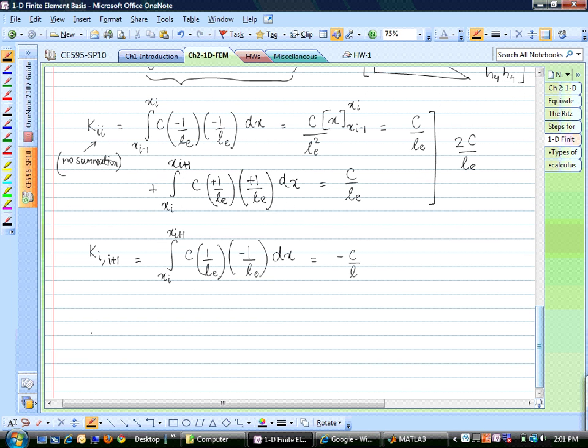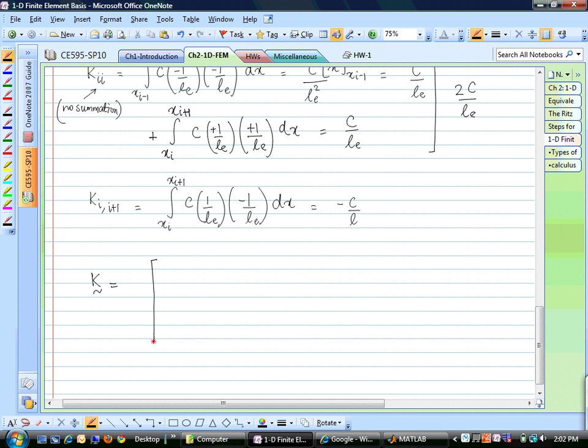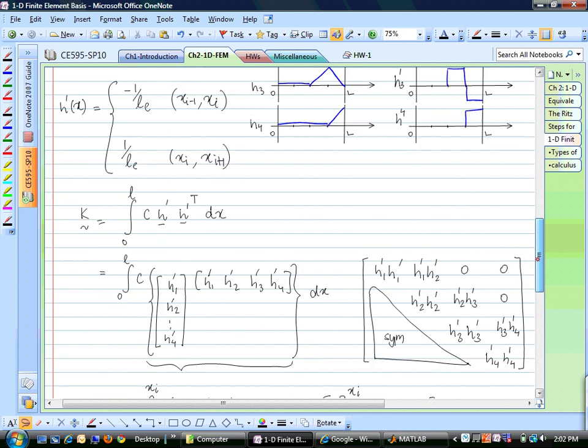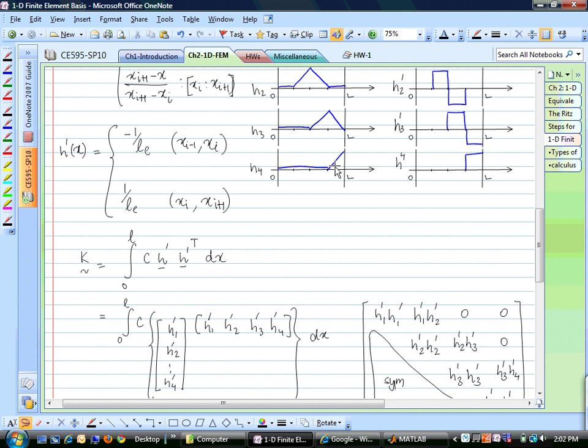And all that you have to do now is to arrange those terms into the big stiffness matrix. And if you do that, what we get is C over LE, we'll take it out common outside, and on the diagonal you will get 2, 2, 2, except the last term, which will be 1. And the reason that the last term is 1 is because for the last element, if you take a look, this last element right here has only one half of the function. So when you integrate this part, you don't have the negative part, the second part that we added a little later.